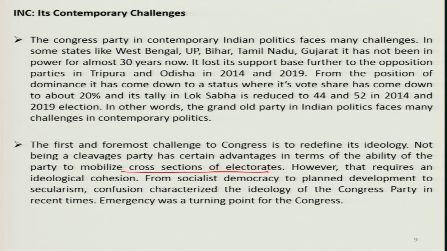So, for instance, if you look at parties based on a particular caste or particular ethnicity, those parties are dominant only among those castes or those regions where those castes are dominant. In comparison to that, the Congress party has the ability to mobilize the cross section of the electorates, because it is not a cleavage party. However, to mobilize this cross section of electorates requires an ideological cohesion, which has become a problem for the Congress party in contemporary decades.